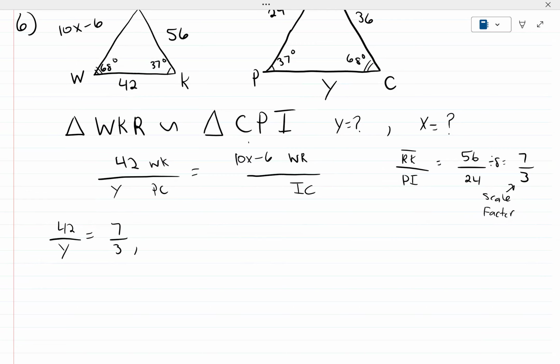And then IC is 36, so we could do 10x minus 6 over 36 equals 7/3. Okay, now we can solve for Y and X. Over here, if we cross multiply, 42 times 3 equals 7Y. And then you get Y equals 18.